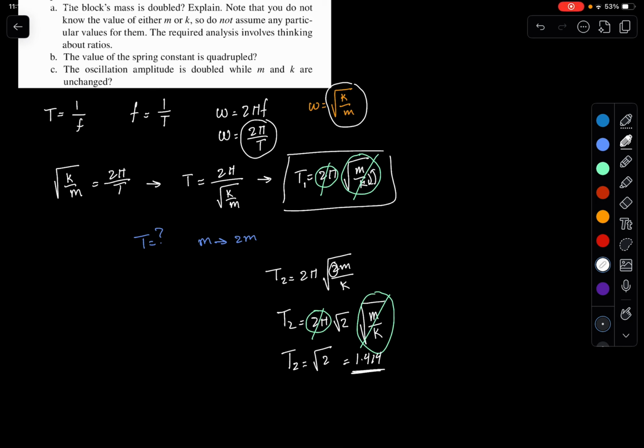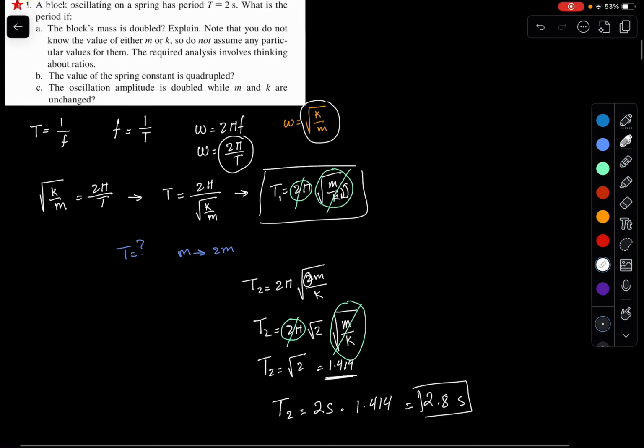So in order to find the period, we just need to write the original period, which was 2 seconds, times 1.4, which equals 2.8 seconds. So this is our new period.